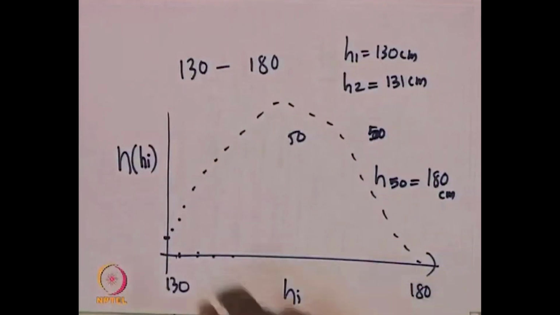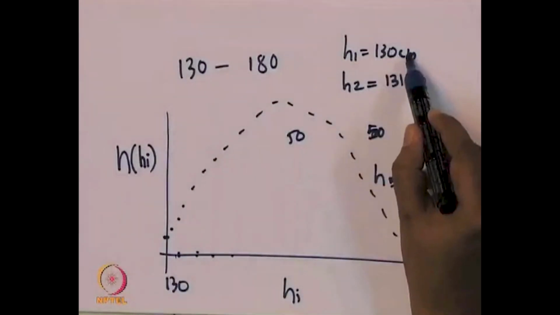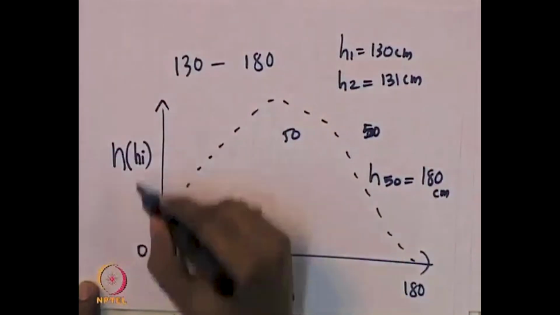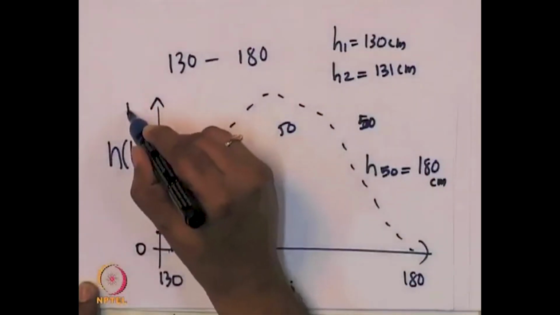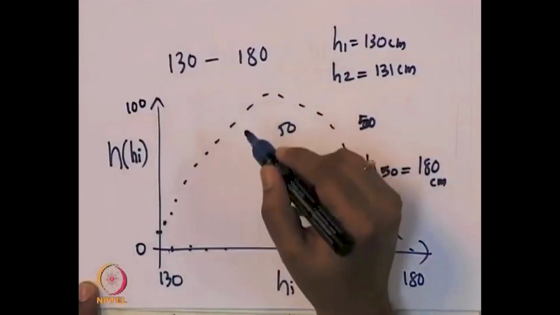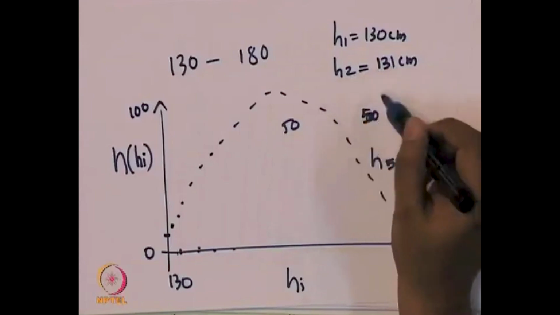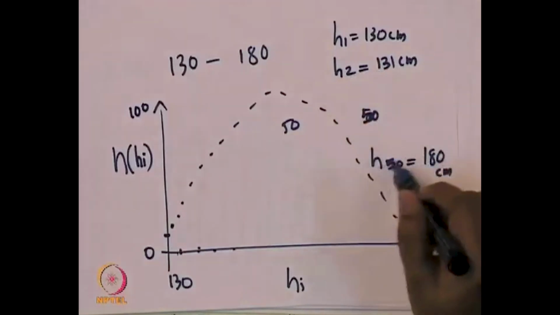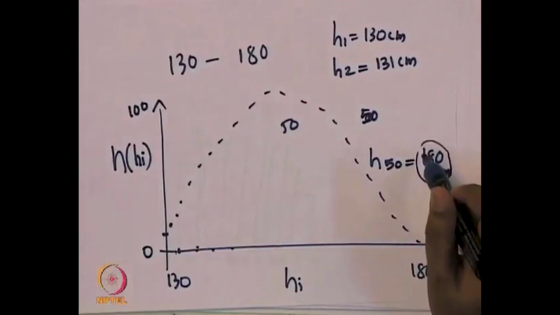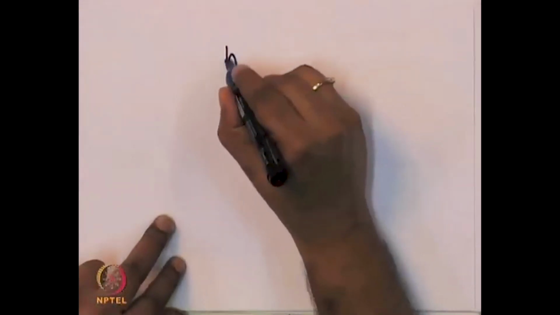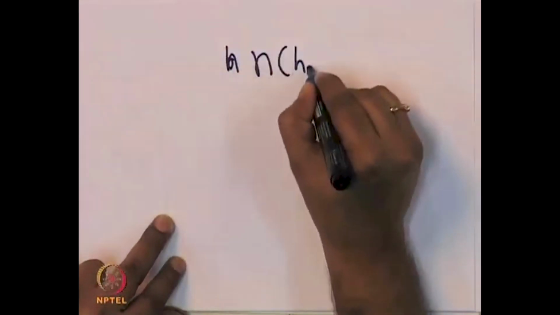If you take centimeter by centimeter, that means you ask the question how many students having 130 centimeter, that is this number. So, this could go from 0 to some particular number, let us say 100. How many students having 132 centimeter? How many students having 134 centimeter? How many students having 180 centimeter? So, you can ask this question. So, you have N of Hi, the number of students having height Hi.